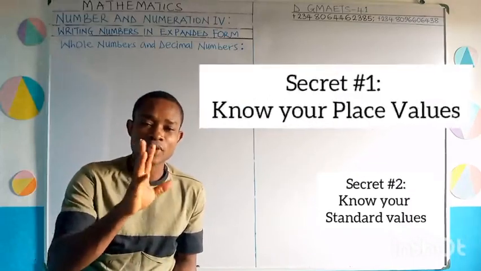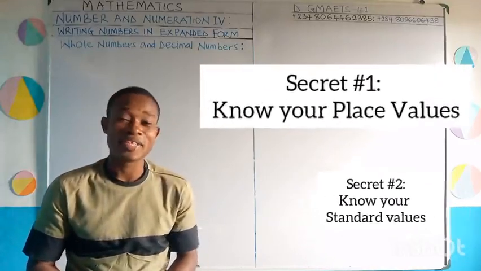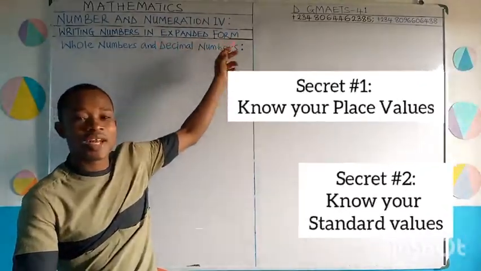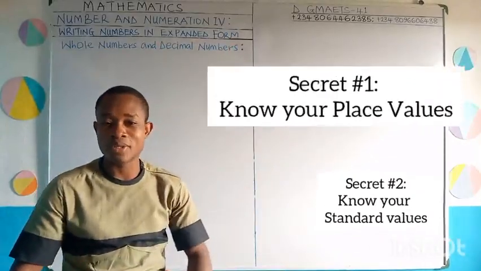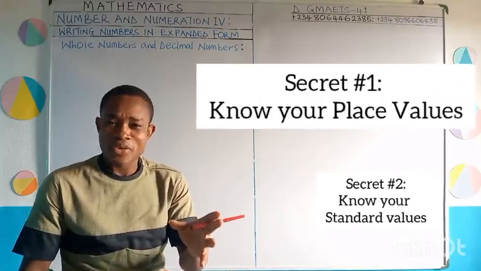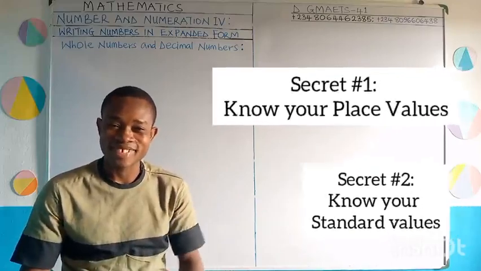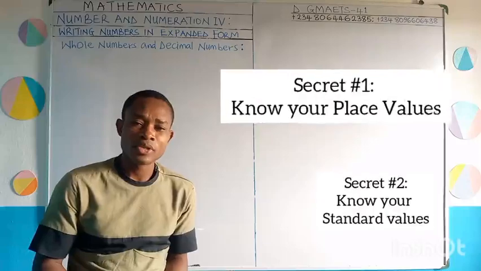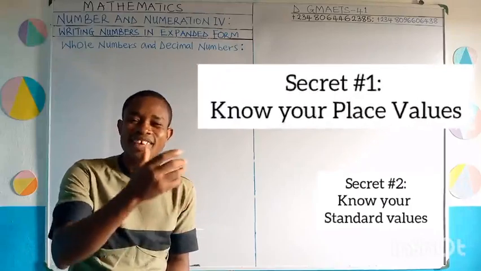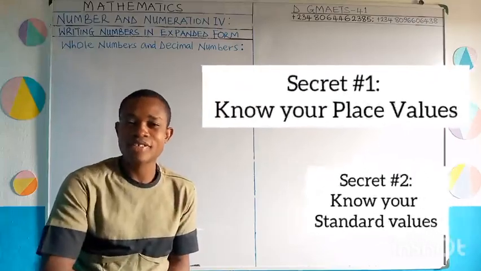So these are the 2 secrets you need in order to help you appreciate this topic we are going to treat in this video lesson. Writing numbers in expanded form. Now we're going to treat both for whole numbers and for decimal numbers. Do you think you're ready for this class? I am ready. So if you are, then let's kick off. I'm going to carry you through teaching you how you can write numbers in expanded form. I would also teach you how you can get the number represented by a given expanded form.